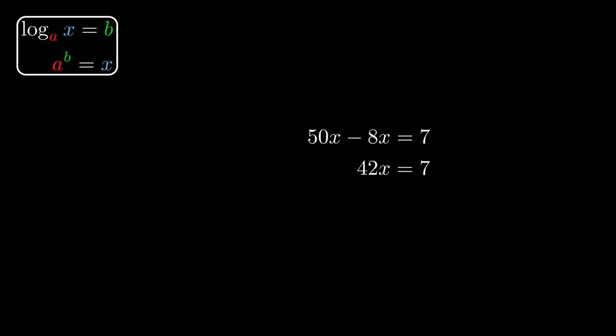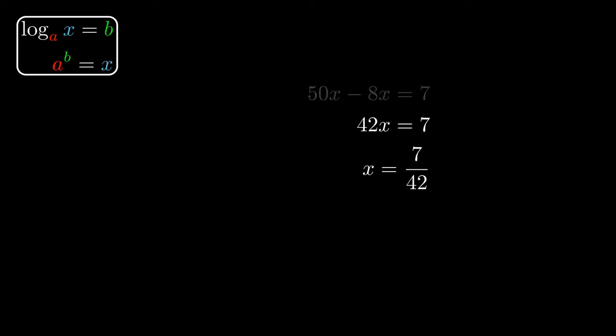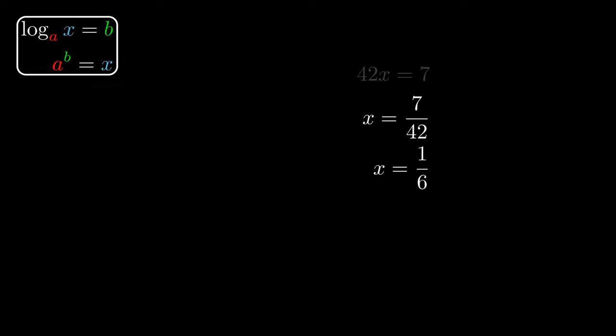Divide by 42. Simplify it. That's it. So that is a pretty quick 3 marks.